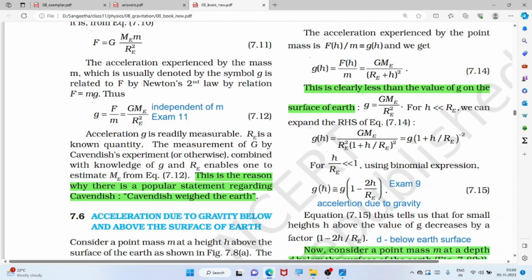See here, this is independent of the mass of the body, but it depends on the mass of the earth. It depends on the gravitational constant also. So when you increase the gravitational constant, this value becomes more.